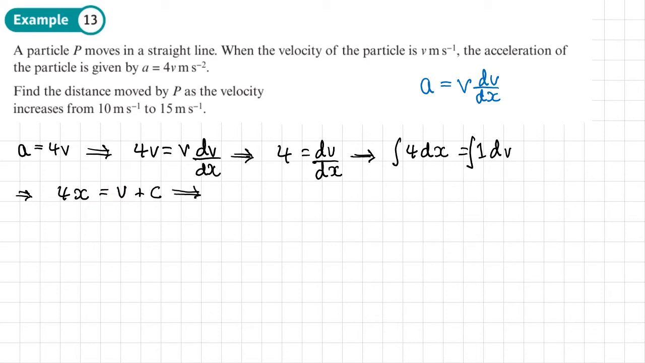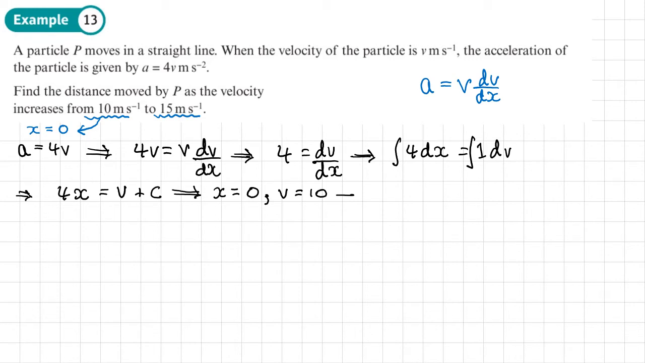Now we're not told explicitly in this question, but it does say that the velocity increases from 10 to 15. Now I don't know at what displacement the velocity was 15, but I'm going to call the displacement when it was moving at 10 meters per second, which is at the start of this question, x equals 0. So at the start, when x equals 0, v was equal to 10.